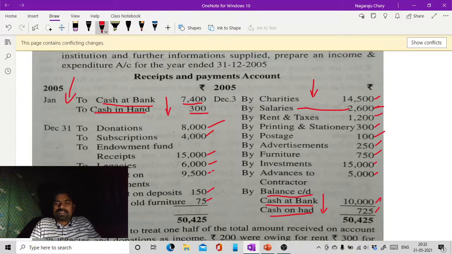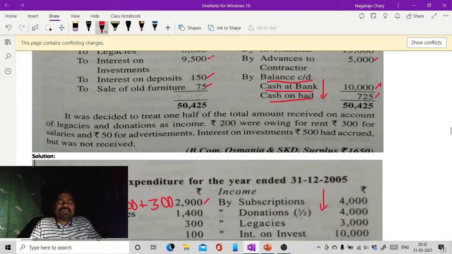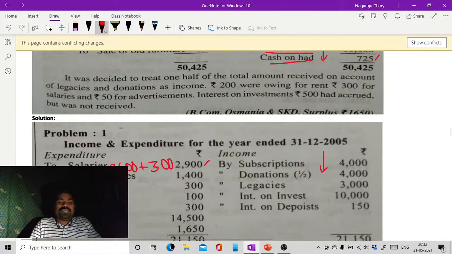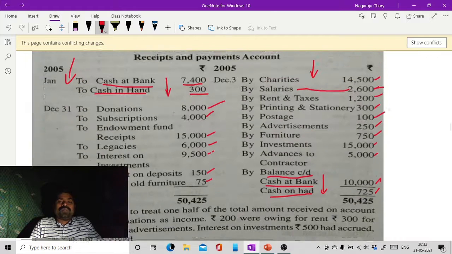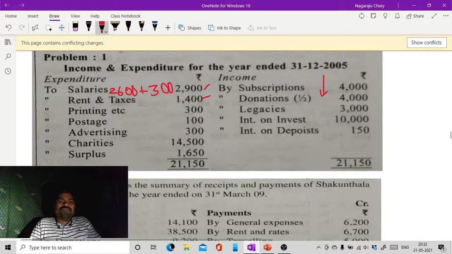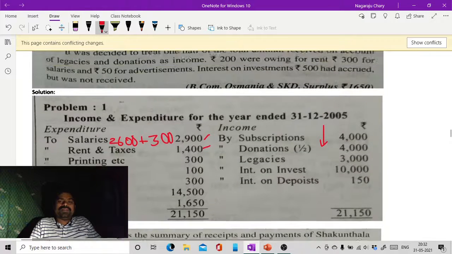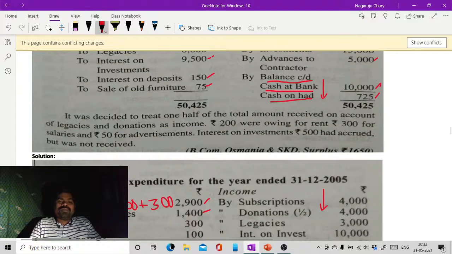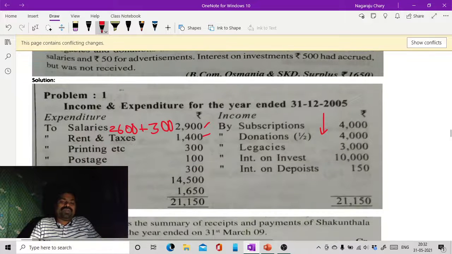Rent and taxes 1,200. Rent and taxes is repetitive in nature, so that's why you have to take this one. So rent and taxes is 1,200, but here we have taken 1,400. How do we get this 1,400? So you see, 200 was owing for rent. Rent is payable. So that's why here you see 1,200 rupees plus 200.